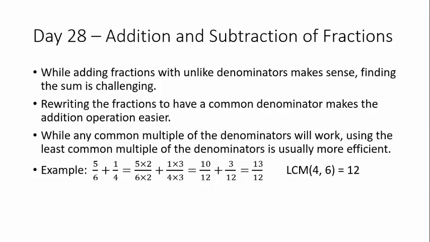Let's look at the example we have at the bottom. We're adding 5/6 and 1/4. A common denominator would be 24, but that's not the least common multiple of 6 and 4. The least common multiple of 6 and 4 is 12. So we need to think about what we multiply each of these denominators by to get 12.